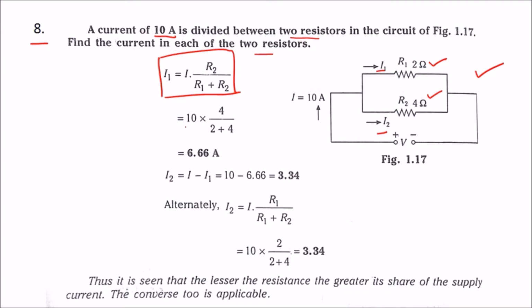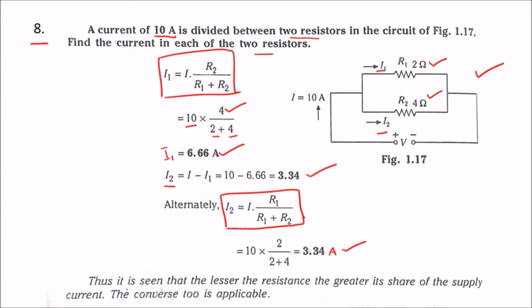We know the supply current, which is 10 amps, the resistance value of R2 is 4 ohms and the resistance value of R1 is 2 ohms. Simplifying this, we get I1 equal to 6.66 amps. By subtracting I1 from the supply current, we get I2, that is 3.34 amps, or you can use the formula we used to calculate I1, which gives the same 3.34 amps.